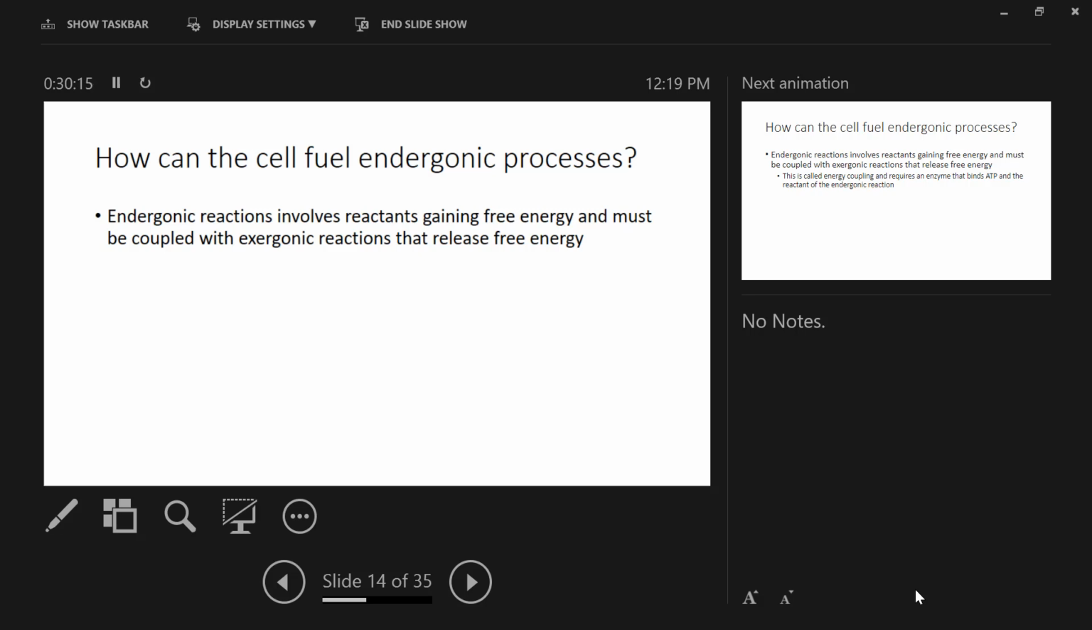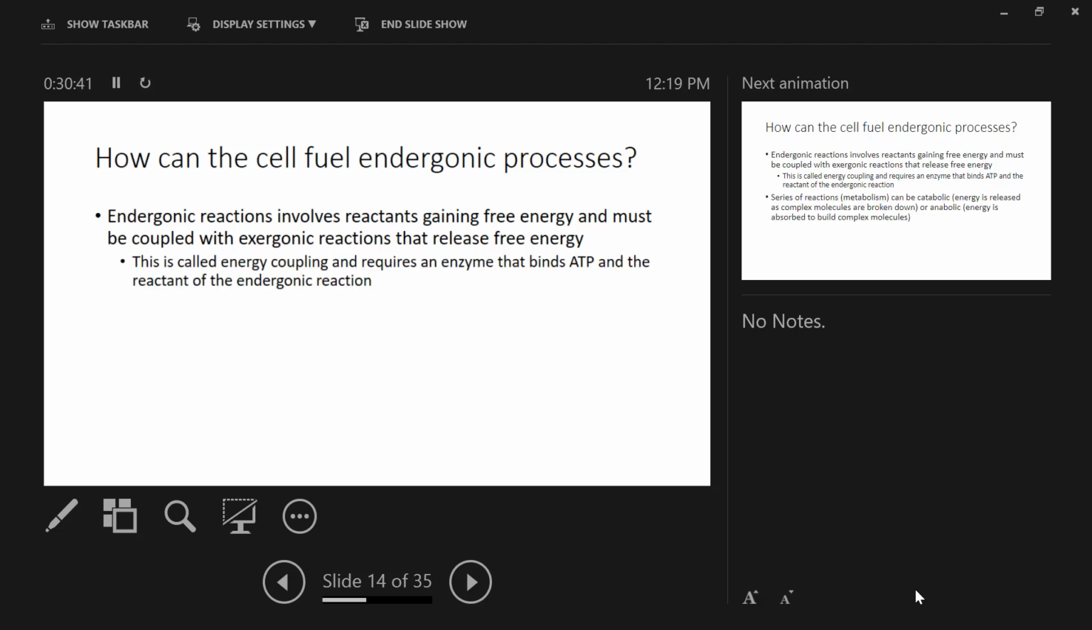So if you want to fuel an endergonic process, such as the condensation reaction of ADP and phosphate to make ATP, that is an endergonic process. ATP has more free energy than ADP and the inorganic phosphate do. So our product has more free energy. It's an endergonic process. It has to be coupled with an exergonic process, which we'll talk a lot about next week. This process is called coupling, and it requires a single enzyme to facilitate both reactions, the hydrolysis of ATP and whatever reaction is being fueled by that process.